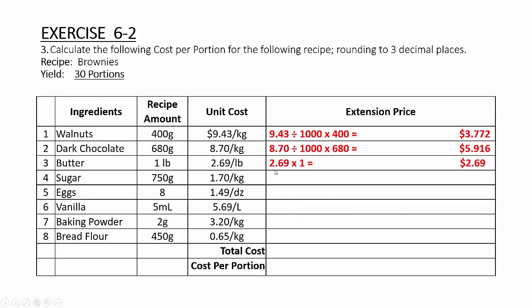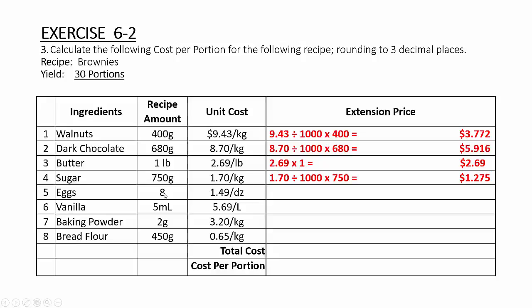There's the extended price for the dark chocolate. Butter is an easy one, $2.69 a pound. We only need 1 pound, therefore the extended price is $2.69. The sugar, 750 grams at $1.70 per kilogram. I think you probably see what's happening here. $1.70 divided by 1,000 gives us the cost of 1 gram. Multiply that by the 750 grams we're looking for. There's the extended price for the sugar.